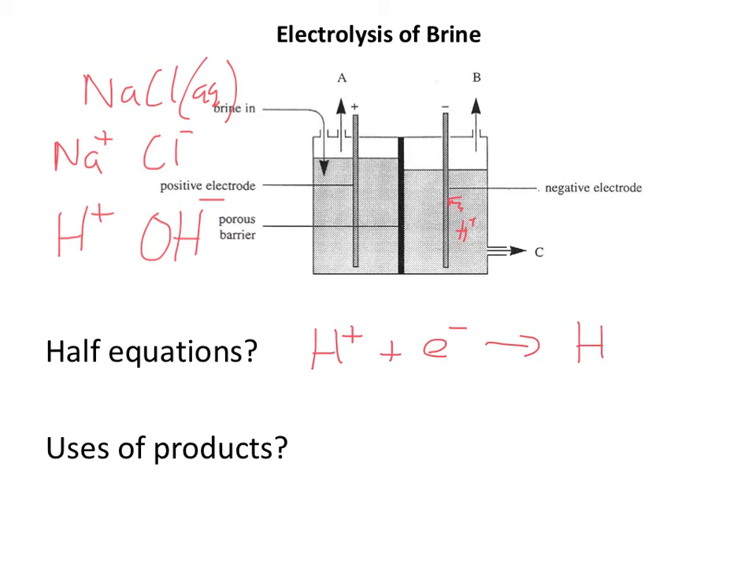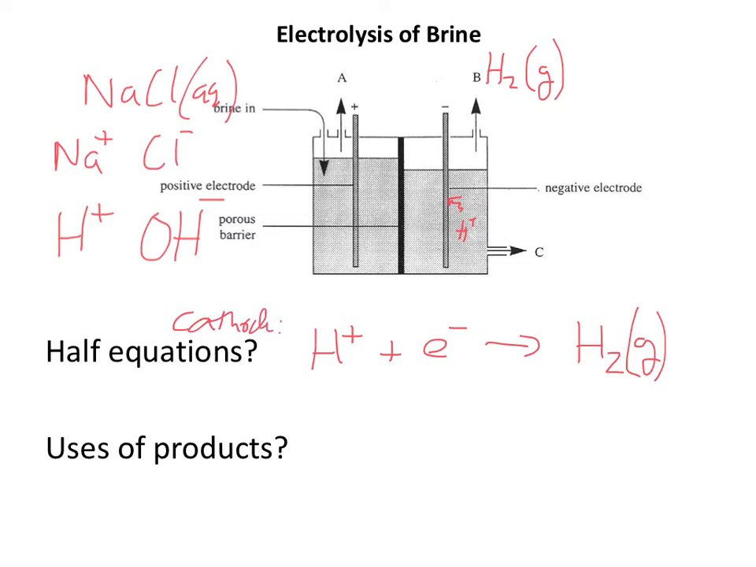Now hydrogen atoms don't usually float around on their own. So you can imagine you've got one hydrogen atom forming next to another hydrogen atom, so those bond together to form a hydrogen molecule, and this floats off as a gas coming out at B. So hydrogen is formed at the cathode. So the cathode half equation looks something like that.